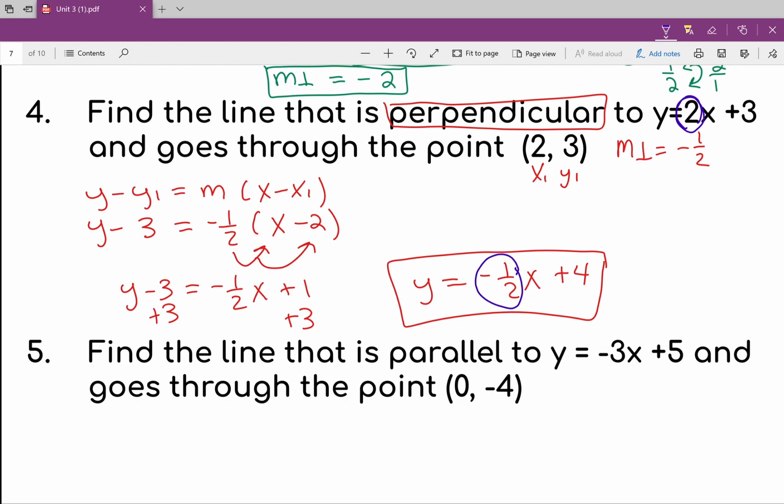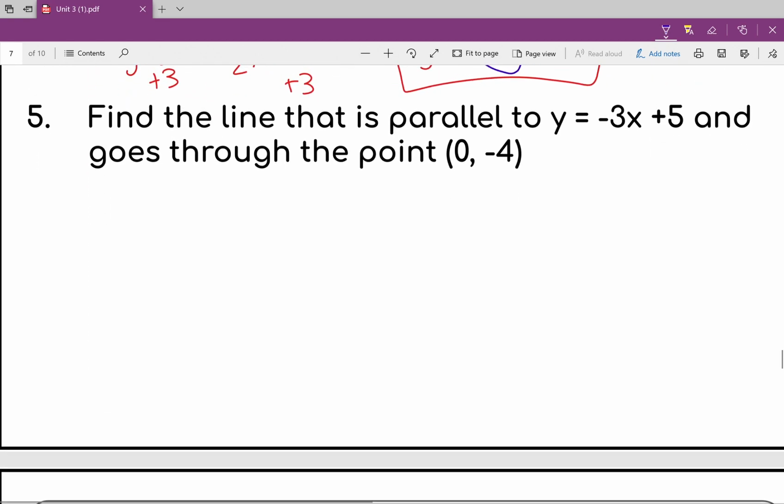Okay, let's look at the last problem, number 5. Number 5 says find the line that is parallel, remember parallel means same, to y equals negative 3x plus 5 and goes through the point (0, negative 4). So y equals negative 3x plus 5 is the equation that we need to find the slope from. The slope is negative 3. Since we're finding the parallel slope, we know parallel means same. So the same number as negative 3 is negative 3. That's our parallel slope.